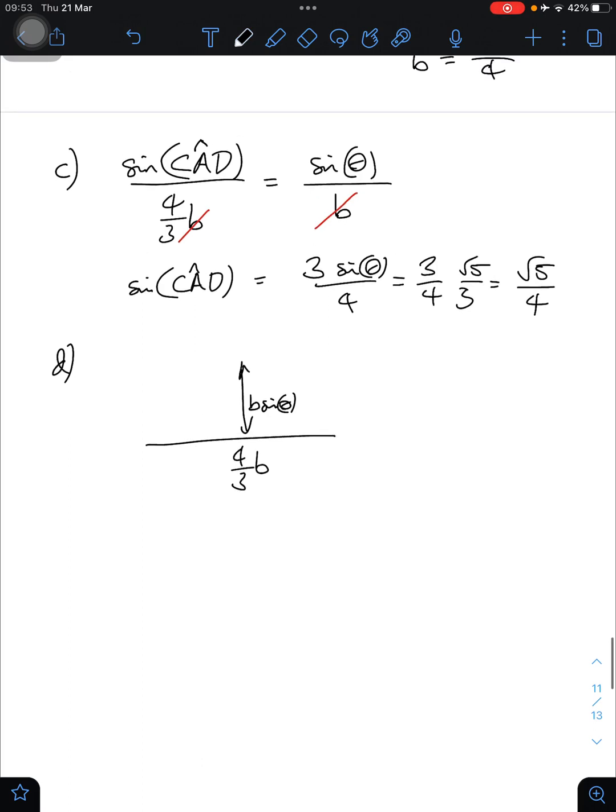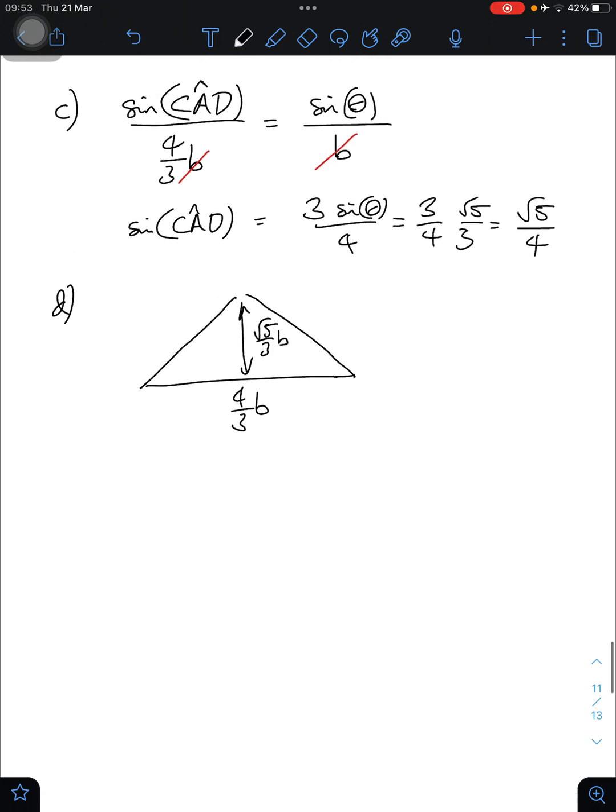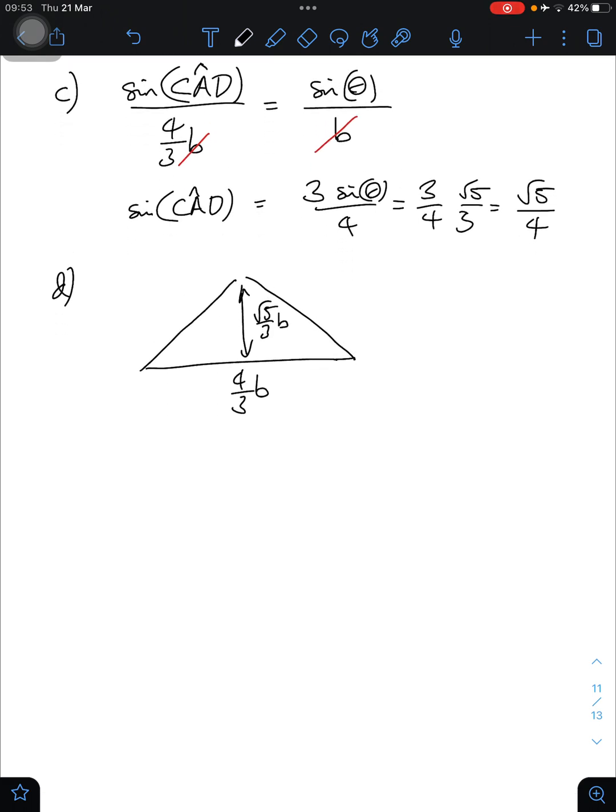But sine theta we found out was the square root of 5 over 3b, so that's the same as square root 5 over 3b. And that's my triangle there. And so in order to calculate my area for this triangle, I need to do a half base times height.